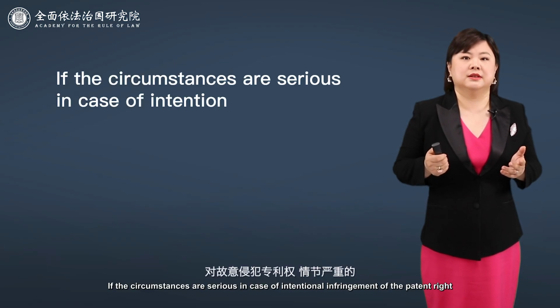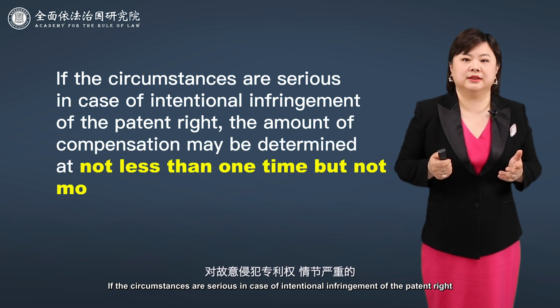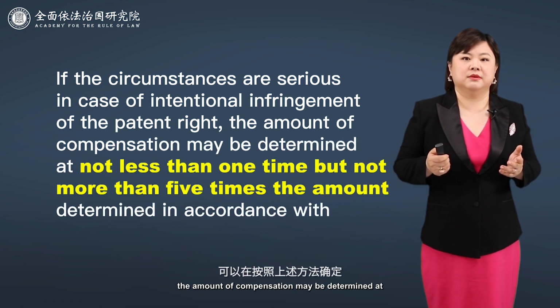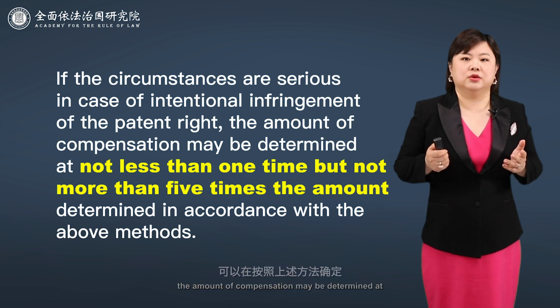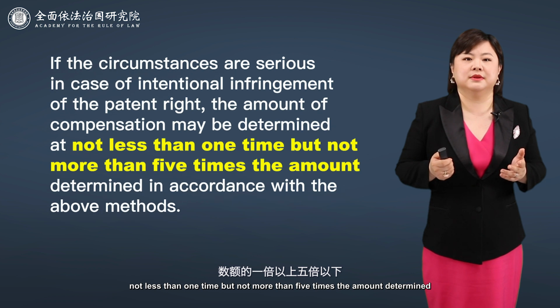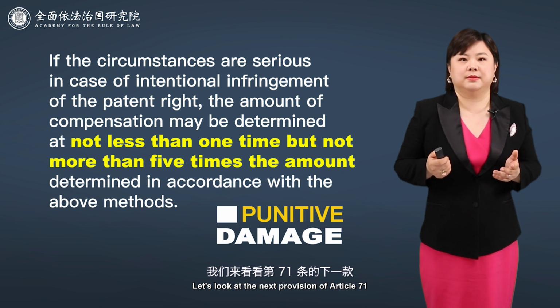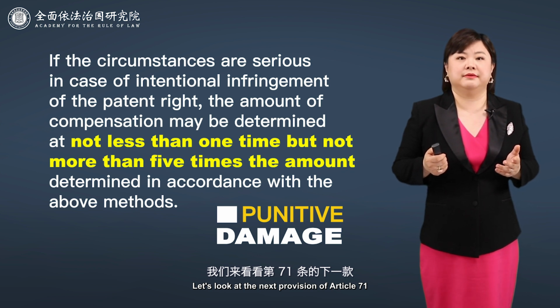If the circumstances are serious in case of intentional infringement of the patent right, the amount of compensation may be determined at not less than 1 time, but not more than 5 times the amount determined in accordance with the above methods. Let's look at the next provision of Article 71.